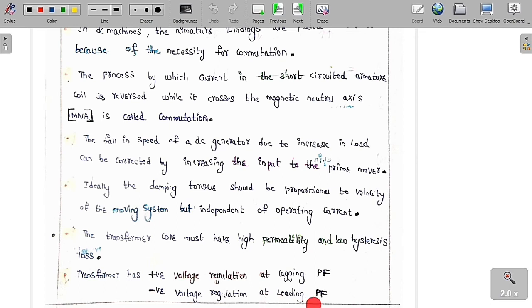Whereas for leading power factor, the voltage regulation can be positive, it can be negative, and it can be zero also. So this is the concept that you always need to keep in understanding this one.